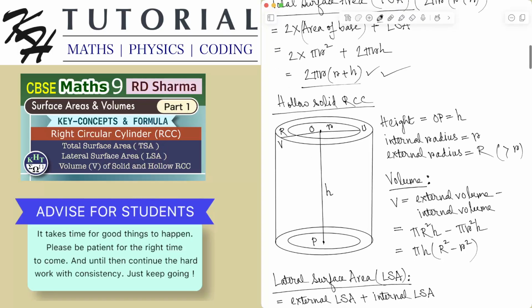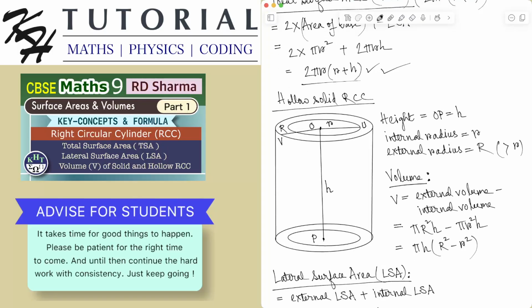So then what will be the volume? Please note that this is a hollow RCC having a thickness. Now, what do you mean by the volume of a hollow RCC? It will be the external volume minus the internal volume.